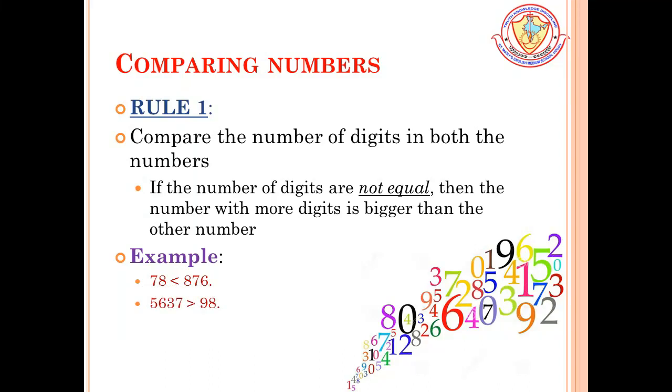One more example, 5637 and 98. Here clearly we can say that 5637 is greater than 98. One more example, 90 and 890. Here 90 is having only 2 digits, whereas in 890 there are 3 digits. That's why 90 is less than 890.